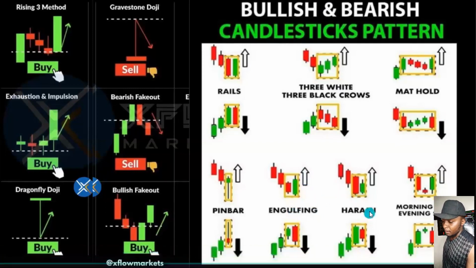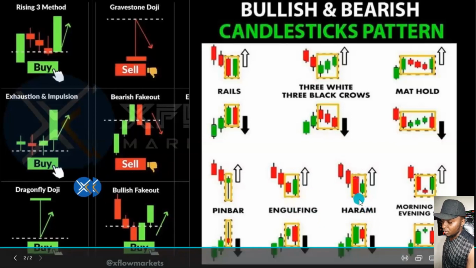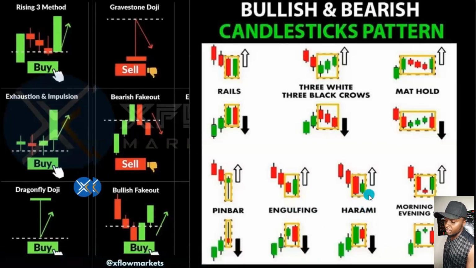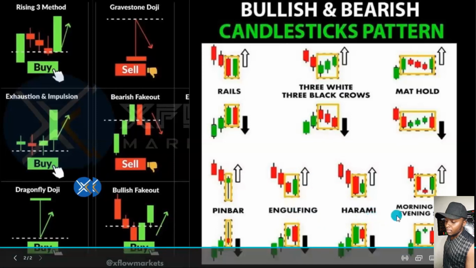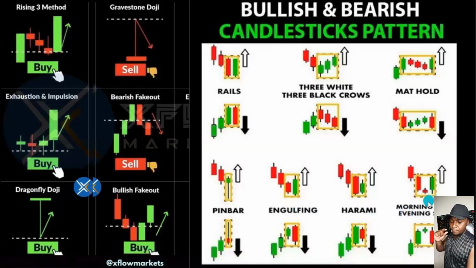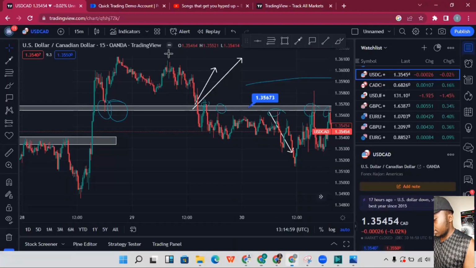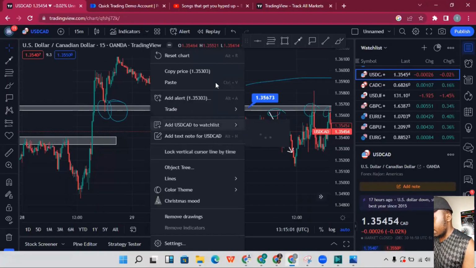Harami is the same. We have a green candle, and then we have a red candle, and then we have a green candle forming. Morning star, evening star. Morning star, we have the red candles coming in, and then a very, very small candle that just forms below, and then you have a green candle coming in. You're able to take a look at buying. So let's dive into the charts and take a look at these candles in the live charts.